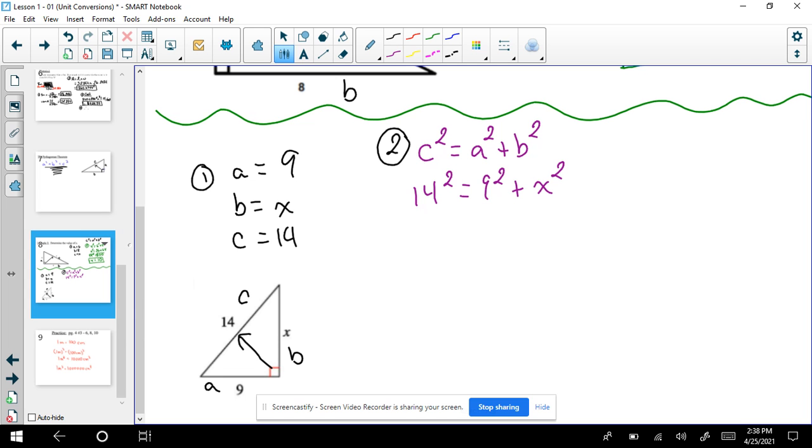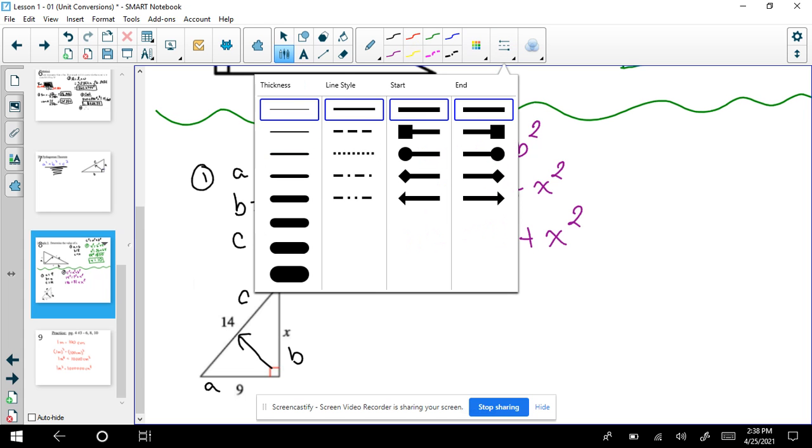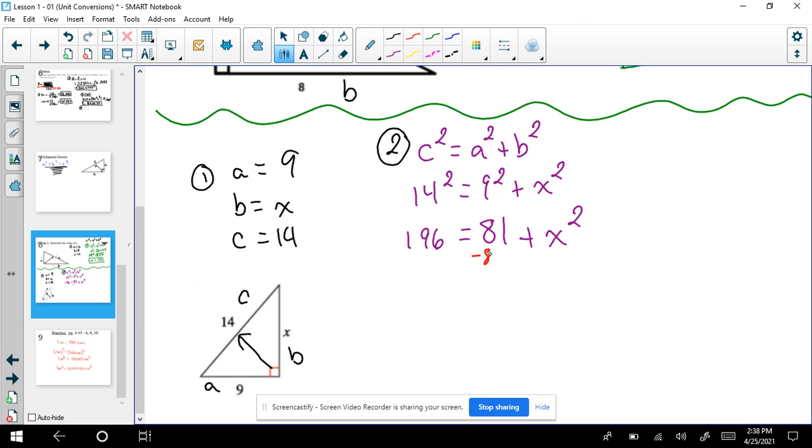14 squared is going to give me 196 equals, and then I have 9 squared, which gives me 81. I should know that one. Plus x squared. So what I have to do is get x squared alone, right? For me to get x squared alone, I have to get rid of this 81 here. To do that, I have to minus it from this side, right? Minus 81.